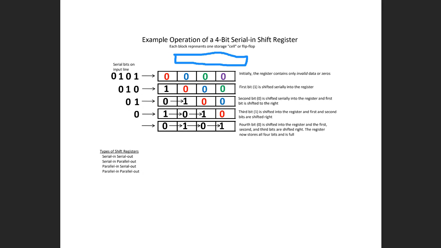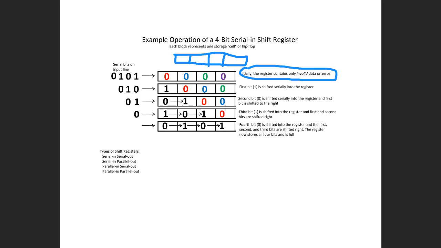And the way to think about it is this device has these cells in it, and each cell stores a zero or one. Now, I know over here in this picture, they're showing 1, 2, 3, 4, 5 of these. But really what this is showing is how you load the shift register. So the way to think about it is this very first row right here. Initially, it says the register contains invalid data or zeros.